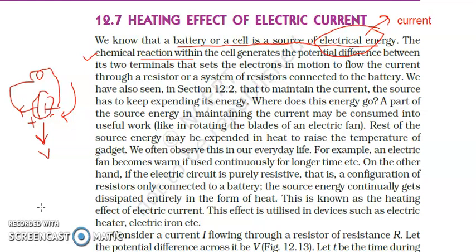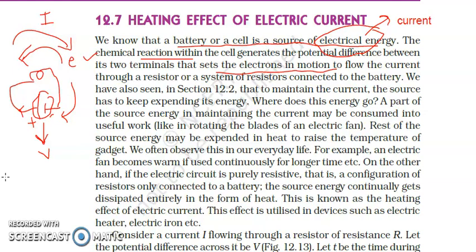Current also flows due to the motion of electrons. The potential difference between the two terminals sets the electrons in motion and flows the current through a resistor. The electrons move from negative to positive, in this direction, and current flows in the opposite direction of electrons. Electrons go this way, current goes this way. So current flows from the positive terminal of the battery to the negative terminal, and electrons flow from the negative terminal to the positive terminal.